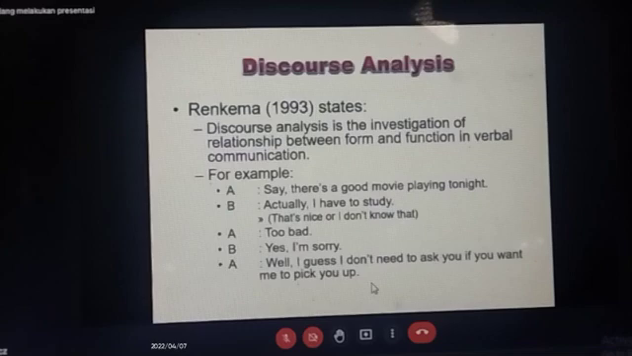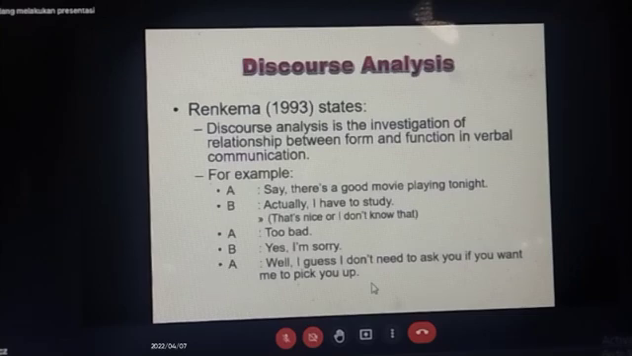And the refusal of B is not by saying no, because if B says no, it is not relevant. A is not inviting directly. This is an implicit invitation, not an explicit invitation where A asks B to go and watch a movie. So B tried to give the answer by saying the reason why he or she refused.